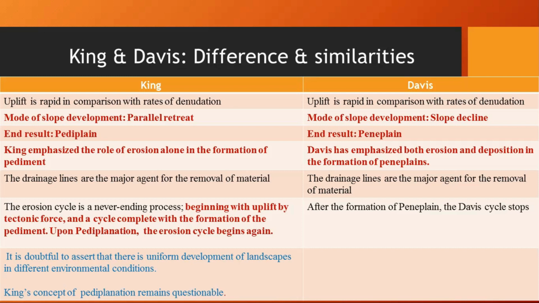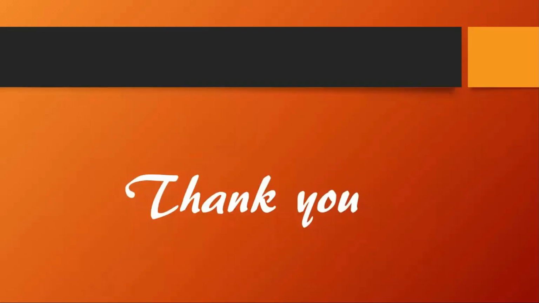But it is doubtful whether that kind of cycle can really be found in other geomorphic settings, where the same kind of end result will come, because every region has its own setup. With that setup come their own geomorphic and environmental conditions. And King's concept of pediplanation is really questionable. So these are the two major criticisms.